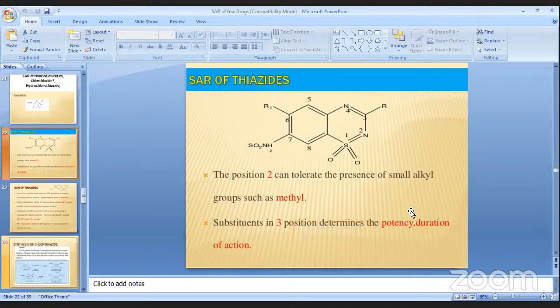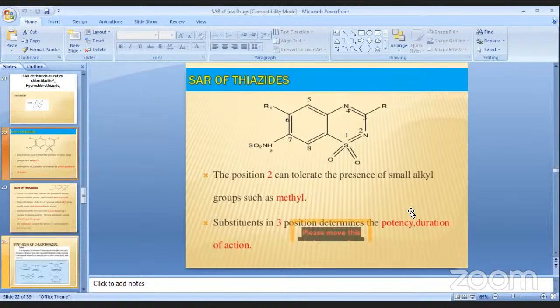Now, the sixth position is very important. In case of chlorothiazide, chlorine should be there in the sixth position, and it is very much essential. And if you change this with bromine or CF3, trifluoromethyl, then it is also more potent.